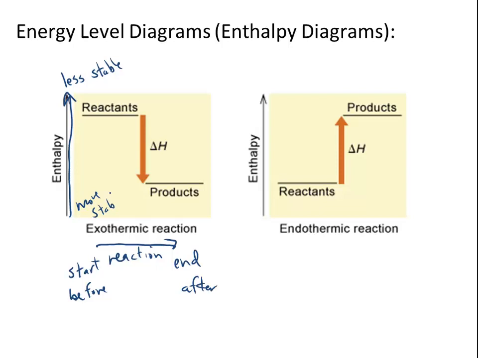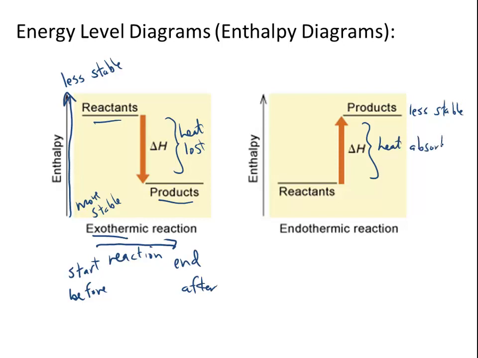And that's a really important aspect to have just kind of a gut feel for. So when things are going downward, it's more stable. So in this case, the products are more stable than the reactants, and it's exothermic. This difference is the heat lost in the exothermic reaction. In an endothermic reaction, the products are less stable than the reactants in terms of bond energies, and this is now the heat absorbed because you're going upward when it happens.